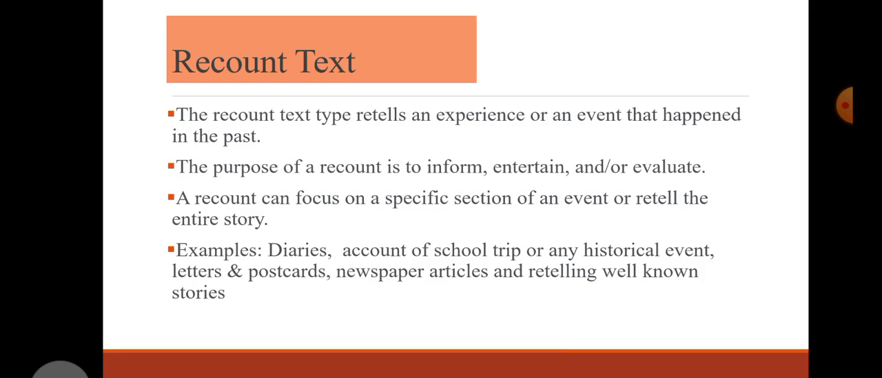The purpose of a recount is to inform, entertain, and evaluate. Sometimes the idea is very good and it is full of information as well as guidelines. So that recount text will inform other people about that particular thing. Sometimes the purpose is to entertain the readers, to entertain the audience.